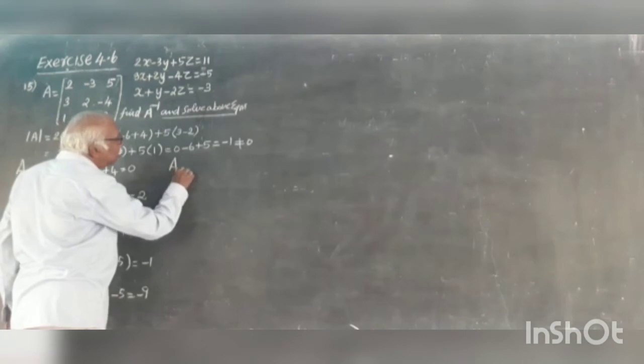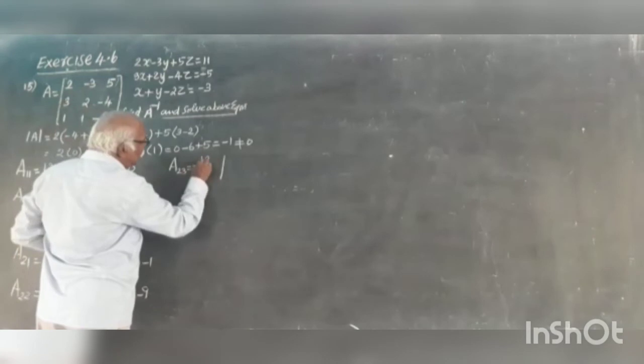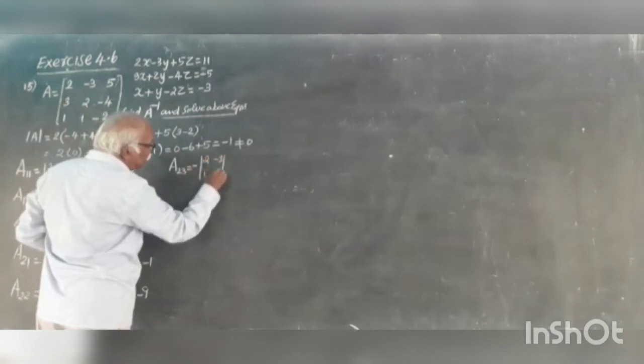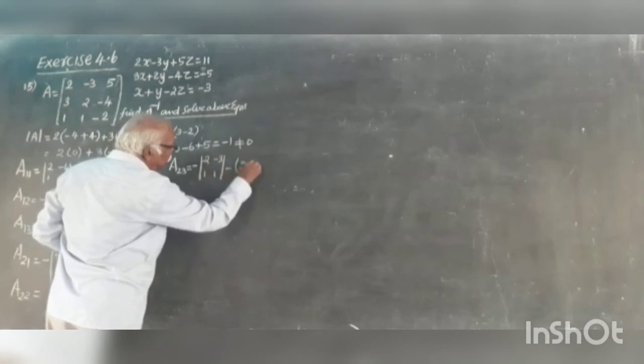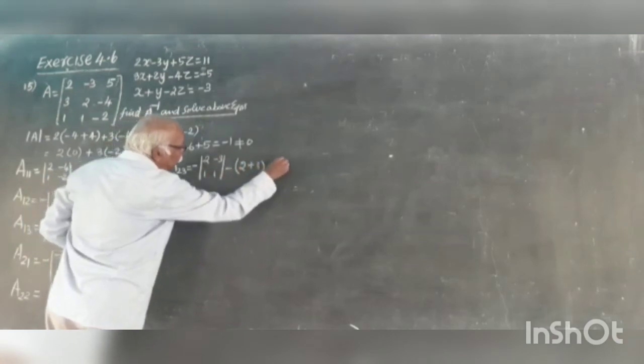Then A23. A23 is negative of the minor 2 minus 3 1 1, which is minus of 2 minus of minus 3 plus 3, is equal to minus 5.